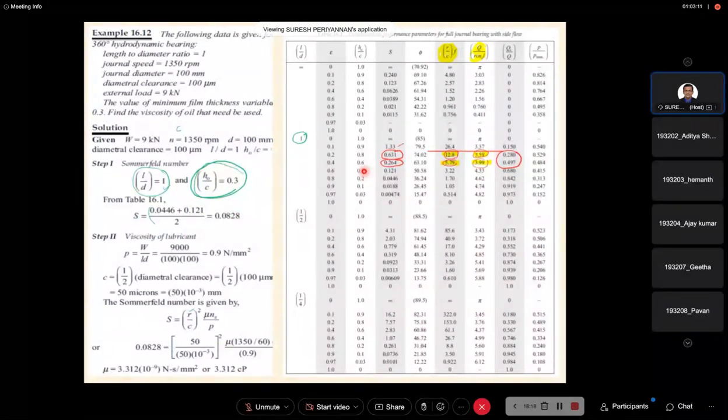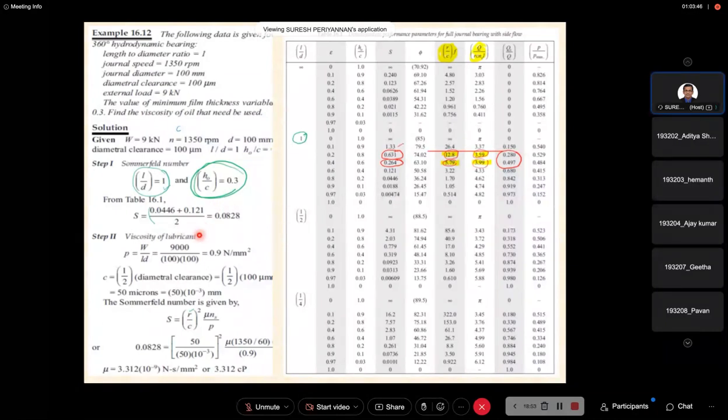Similarly, we take the values corresponding to 0.2 and 0.4, with Sommerfeld numbers 0.0446 and 0.121. Then 0.0446 plus 0.121 divided by 2. Hence, we directly used the average value. Then we found that the Sommerfeld number is 0.0828, because this is exactly the middle value between 0.4 and 0.2. So that is why we didn't use the interpolation technique here.